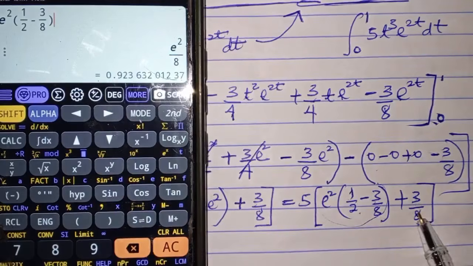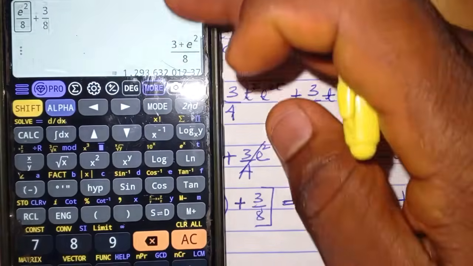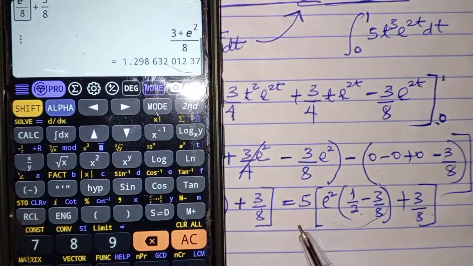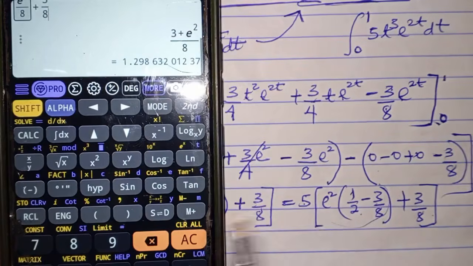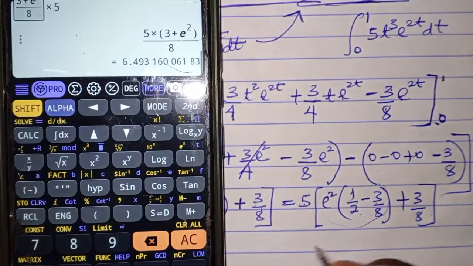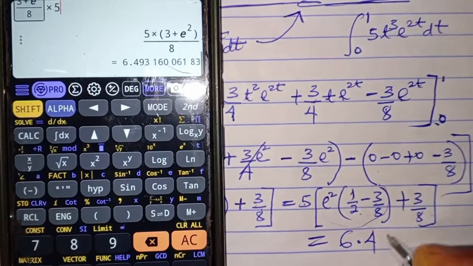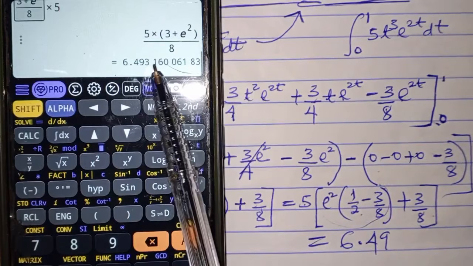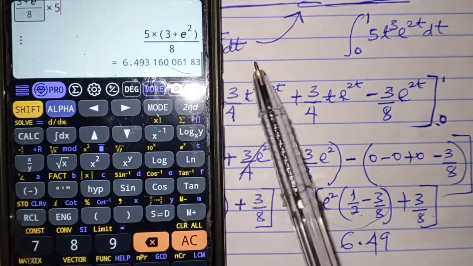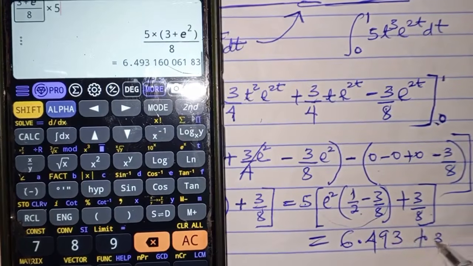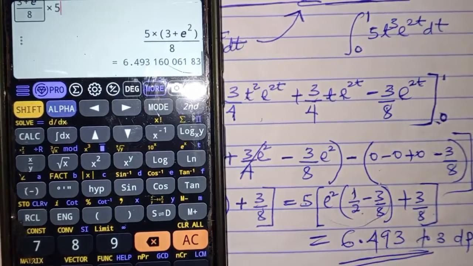So I want to add 3 over 8 to that result. My calculator says it is equal to 1.298632 and so on and so forth. Then multiply by this 5 here. That's it. So everything is equal to 6.49. The question says to 3 decimal places, so I should stop at this 3. After 3 I have 1, but 1 is not up to 5, so I'll round it down to 0. So I'll be having 6.493, 3 decimal places. This is the solution to that integral.